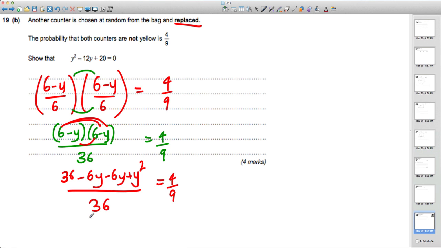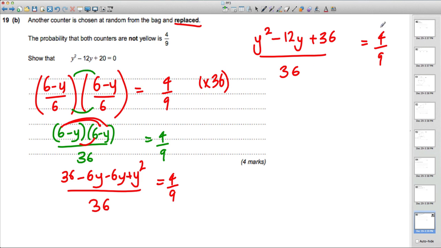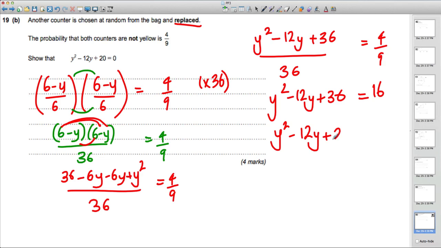Okay, tidying this up, maybe putting the y squared first, we'd have y squared subtract 12y plus 36 over 36 is equal to 4/9. Multiply both sides by 36. On your calculator, 4/9 times 36 is simply equal to 16. So y squared subtract 12y plus 36, multiplying both sides by 36, is equal to 16 as you were looking for. Take the 16 off both sides. Y squared subtract 12y plus 20 is equal to 0.